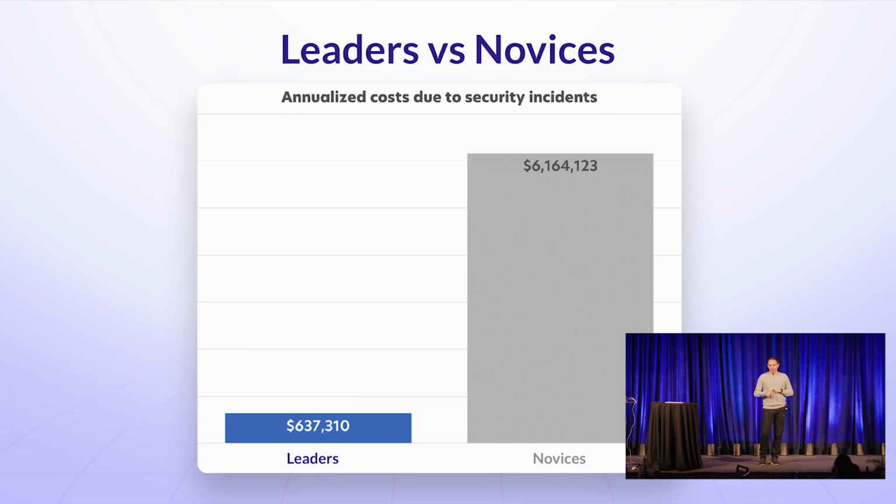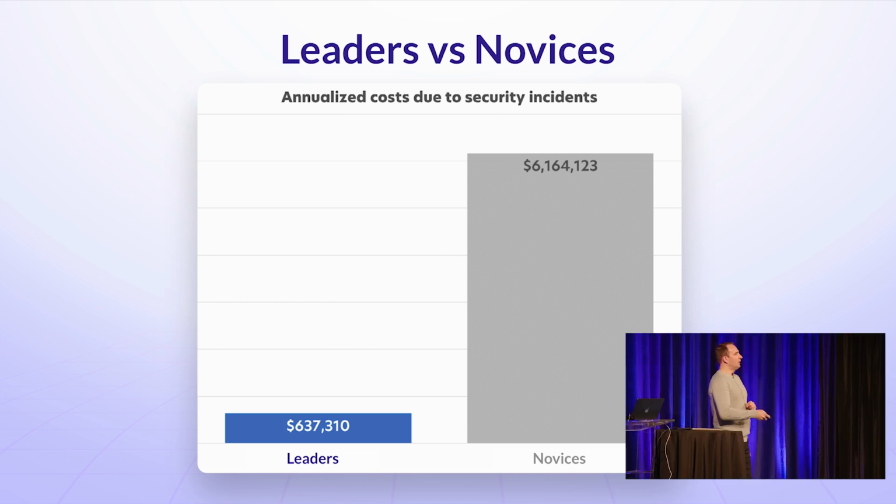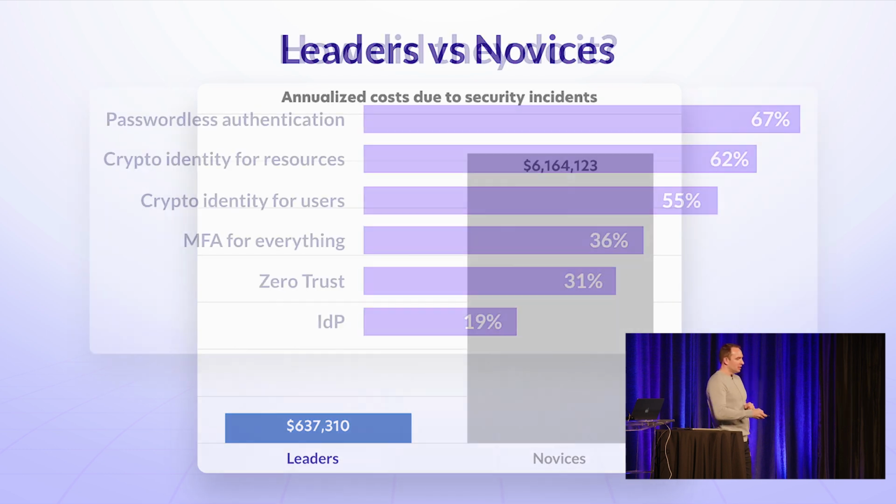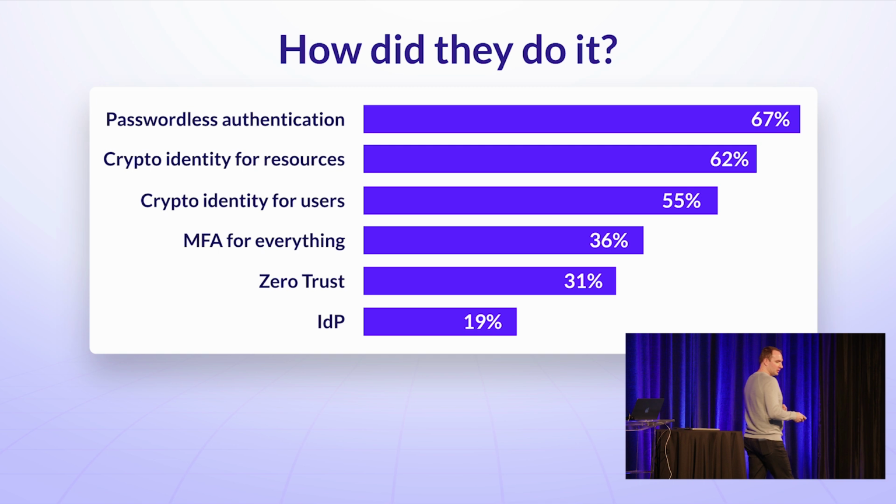Leaders, on average, only had to lose $600,000. And novices basically had to pay 10 times as much. How did these two groups differ? We asked them, are you using this? And here are the results. Leaders were 67% more likely to use passwordless authentication. So they really took the advice of getting rid of credentials seriously.